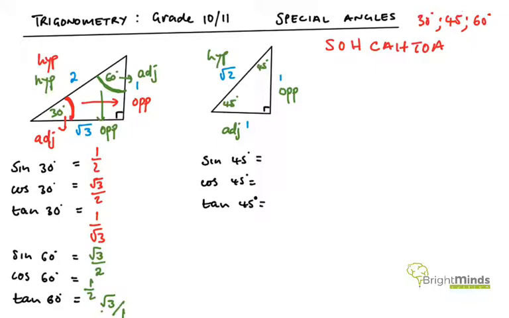Right. So pause again there and then write sine 45, cos 45, and tan 45 using the triangle. When you have done that, you should find sine 45 as 1 over root 2, cos 45 as 1 over root 2, and then tan 45 would be 1 over 1, which is the same thing as 1.